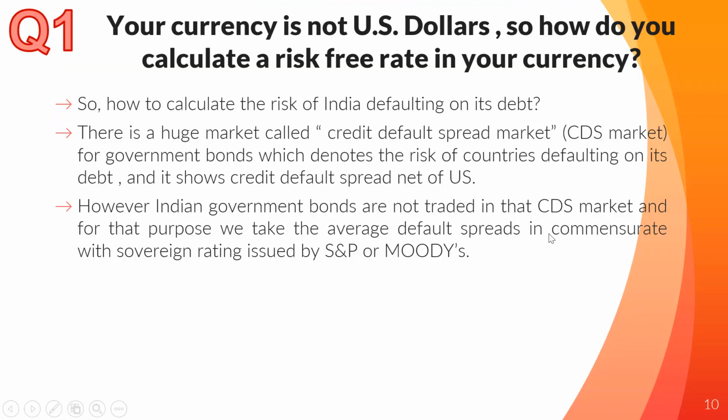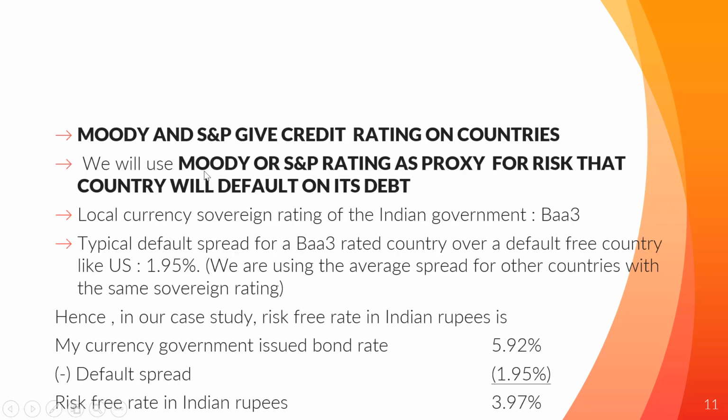However, we have a problem. The Indian government bonds are not traded in this CDS market. And for that purpose, what can we do? For that purpose, we take the average default spreads, which will be commensurate with sovereign ratings issued by S&P or Moody's for India. Now what I mean by that? Moody's and S&P give credit ratings to countries. What we will do is we will use the Moody's or S&P rating as a proxy for the risk that a country will default on its debt.